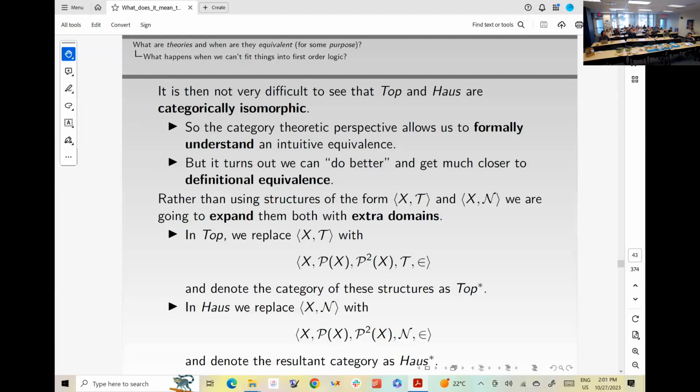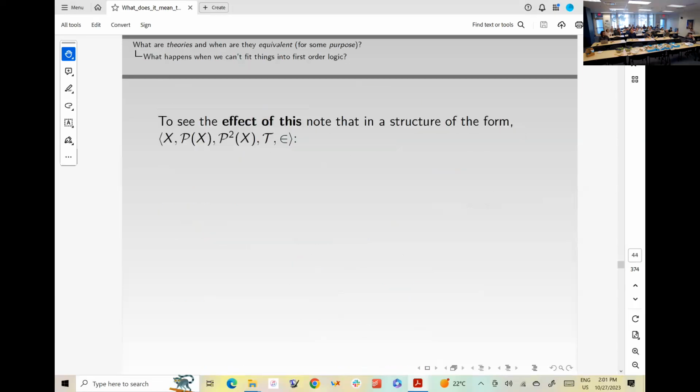And in Haus, I'm going to do the same kind of thing. I'm just going to add two extra domains here, and we'll have the membership relation as well. We'll call this Haus star. Big expansion though. In some way we're adding new domains, adding new sorts. There's a similar kind of theme running through these sorts of arguments.